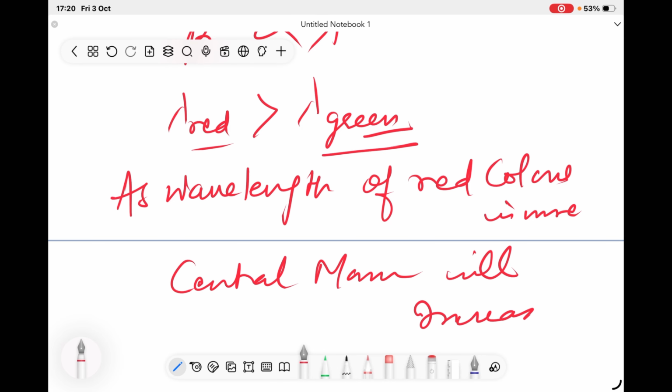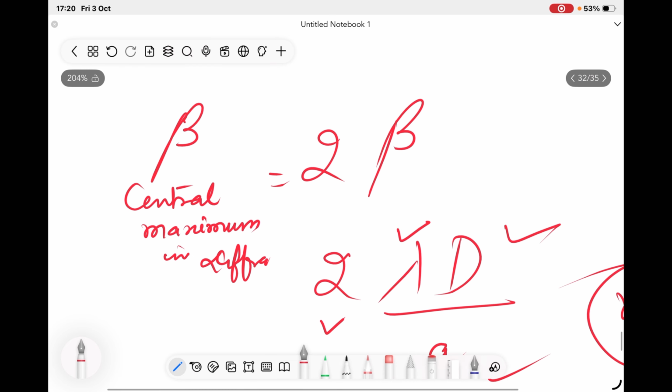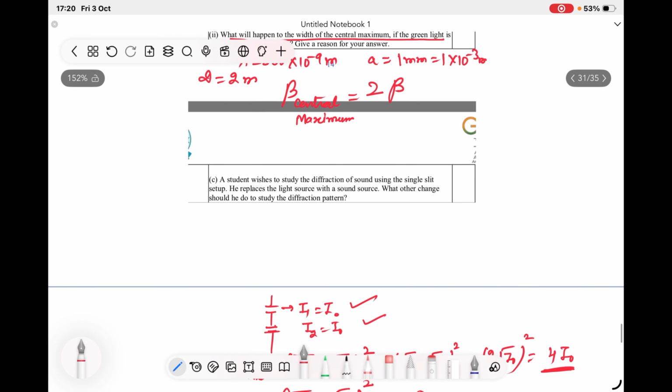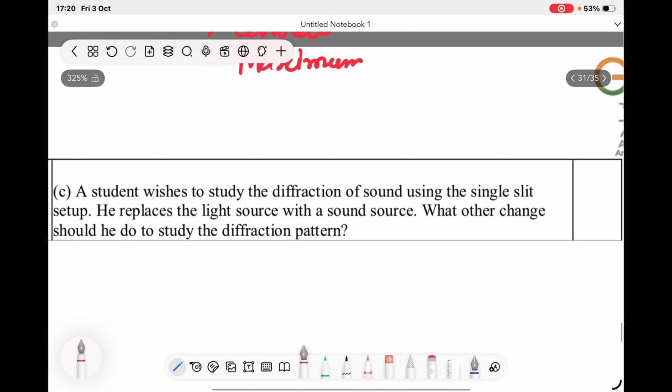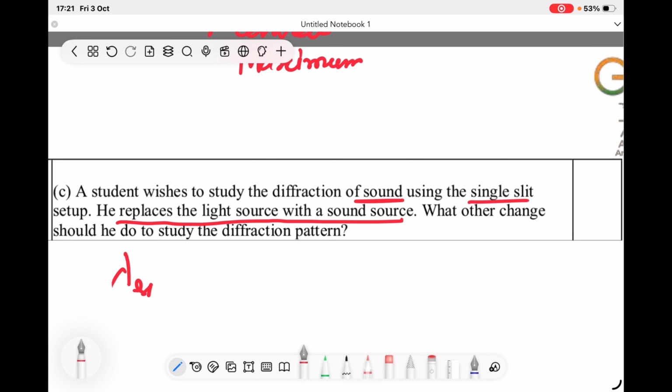Now let us get to the next part of the question. So you can see in the next part they have asked 4 questions. A student wishes to study diffraction of sound using single slit. He replaces the light source with a sound source, of course. What other change should he do? The wavelength of sound is much greater than that of light. So what change should he do?